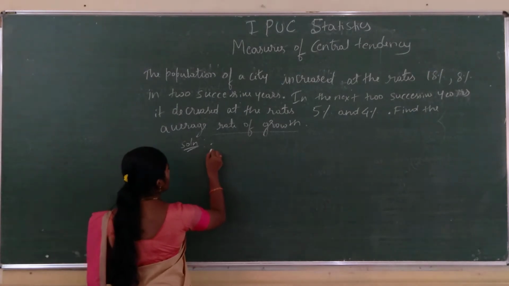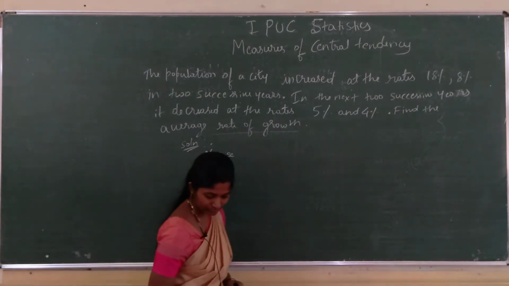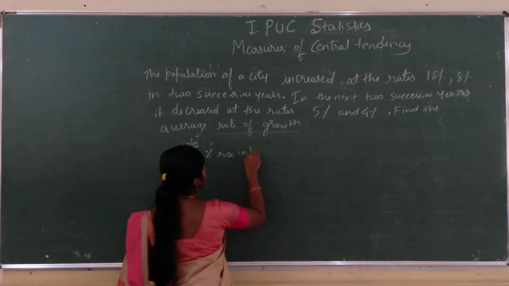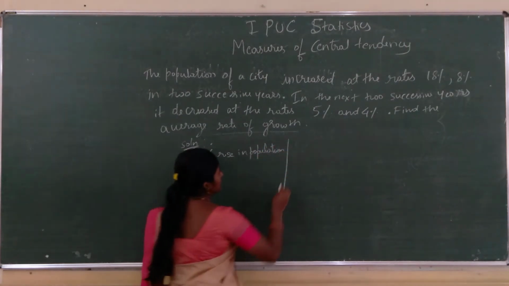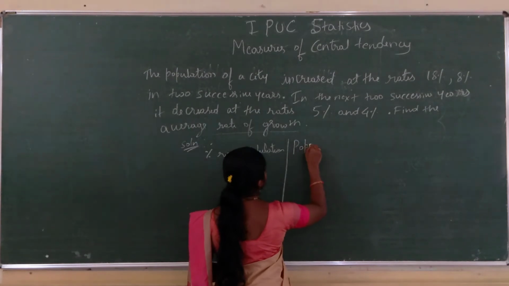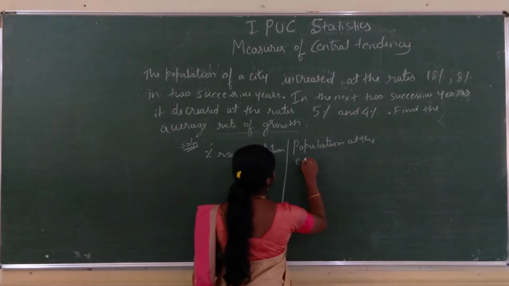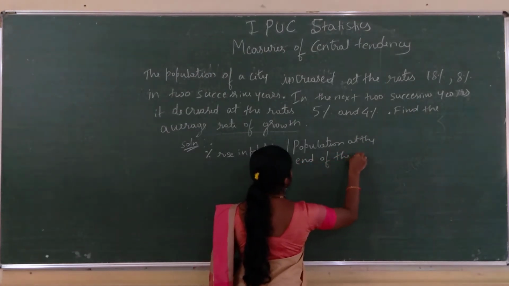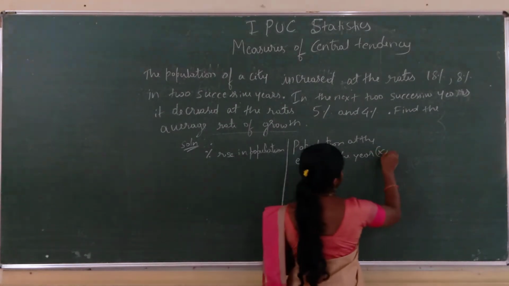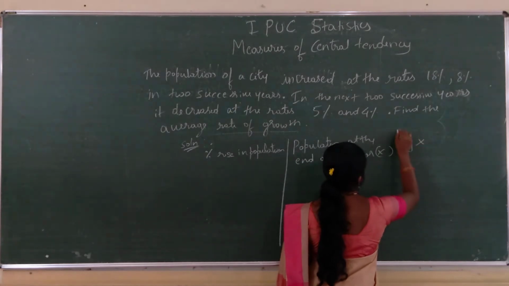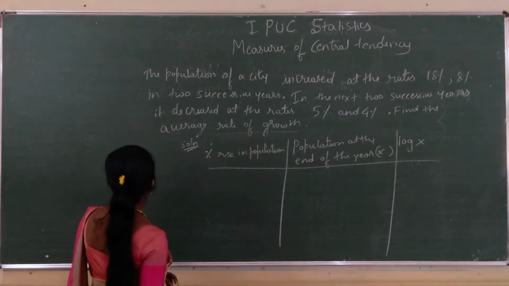Solution. Do the table. Percentage rise in population. Next, population at the end of the year, that is x. Next here, log x.